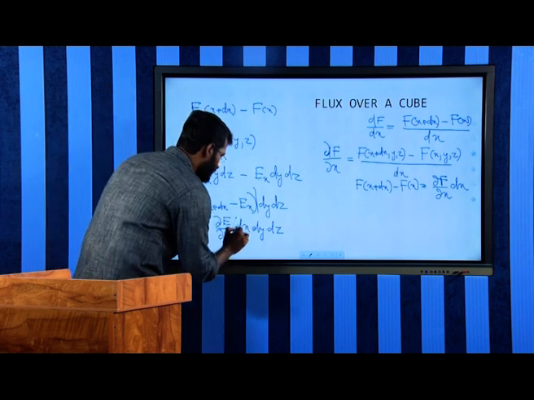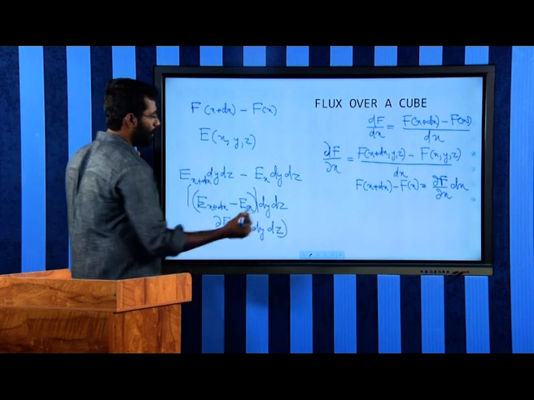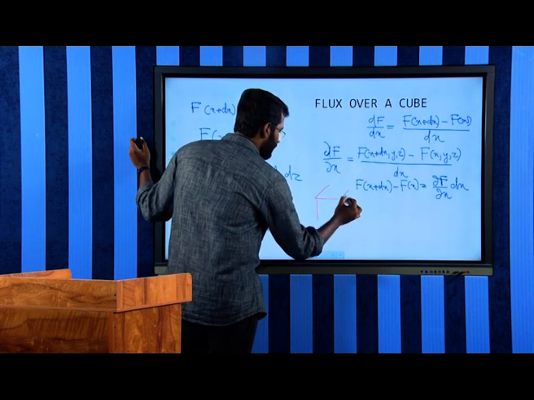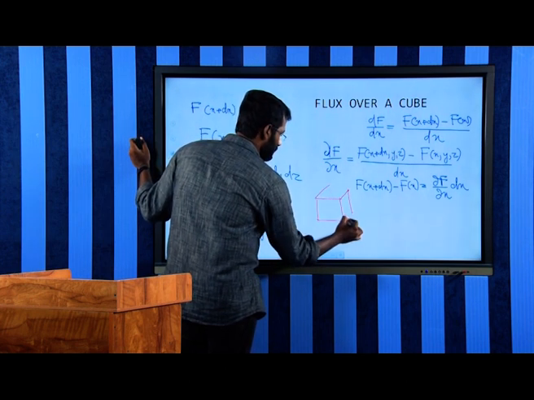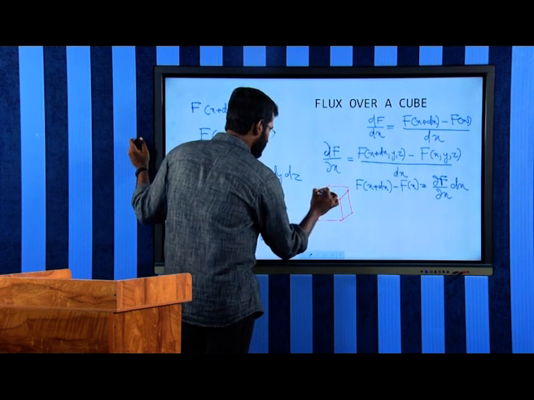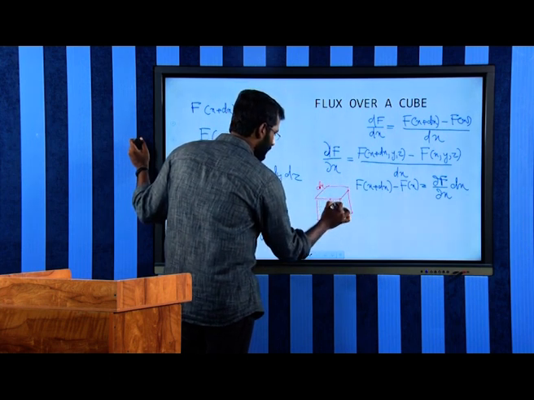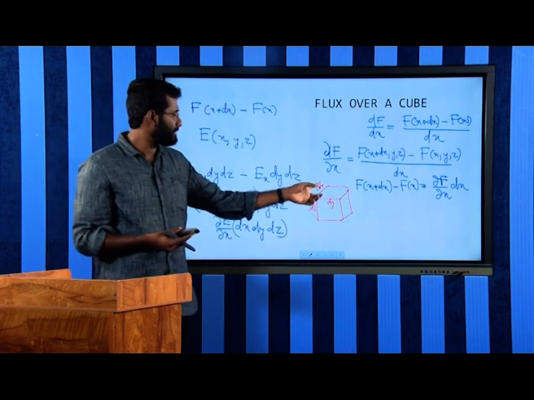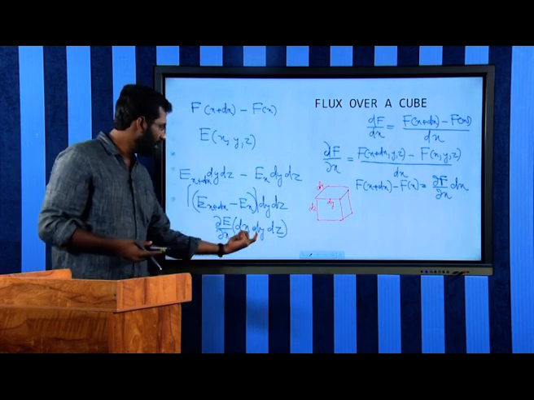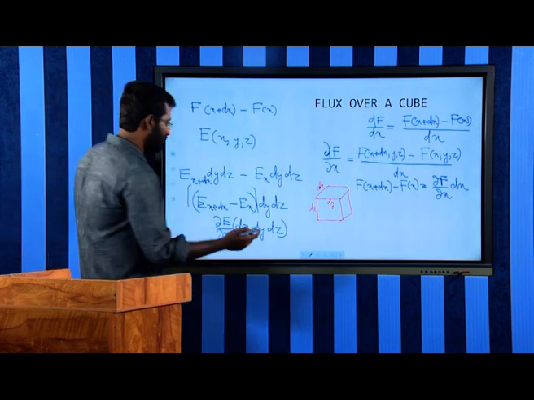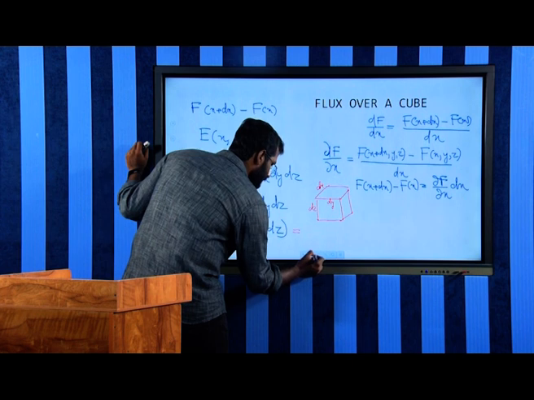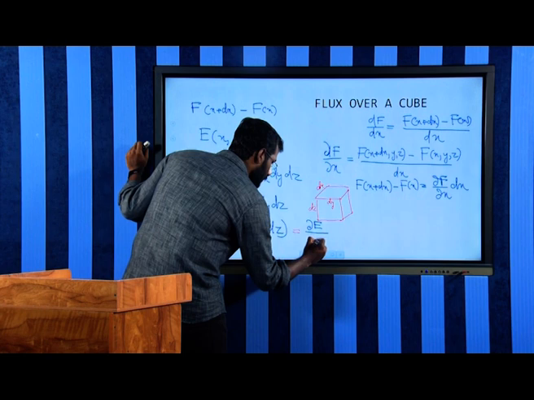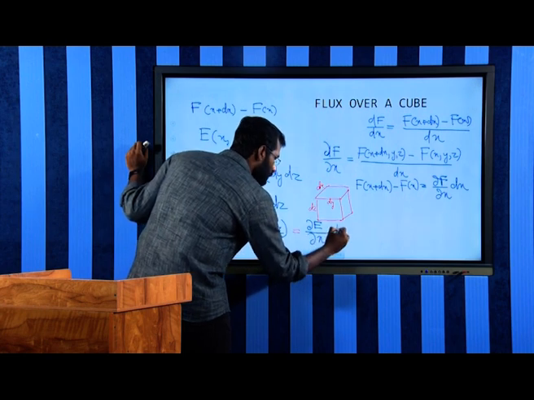Now, what is this dx dy dz? Okay, we already drew the cube. So, we had a cube there, and one side is dx, and this is dy and dz. So, it is a cube or a rectangular box which had sides dx, dy, dz, and their product will be the volume. So, I can write it as ∂E/∂x into dτ.